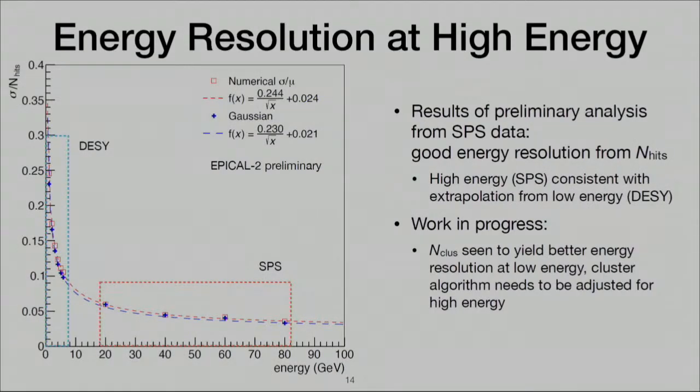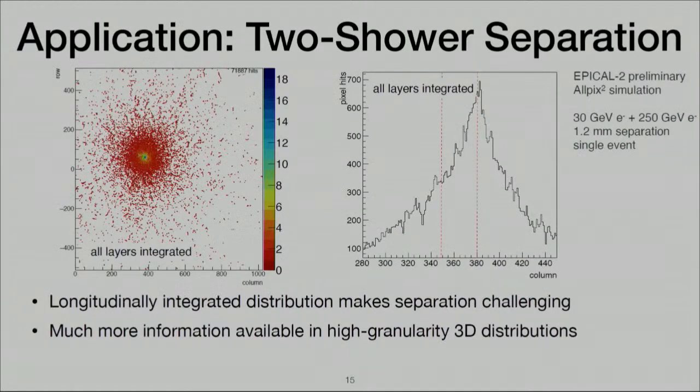In this point, we also looked at the energy resolution, which looks very nice. This is now only from the hits, because we know we have to improve the cluster algorithm for higher energies, since you get more cluster overlap because of the higher particle density, but the number of hits you can count. In fact, the fit function that we already fit to the lower data points is exactly the same now for high energies. This extrapolates very nicely. We also expect that with clusters we will be better than that, but that has to be studied in the future.